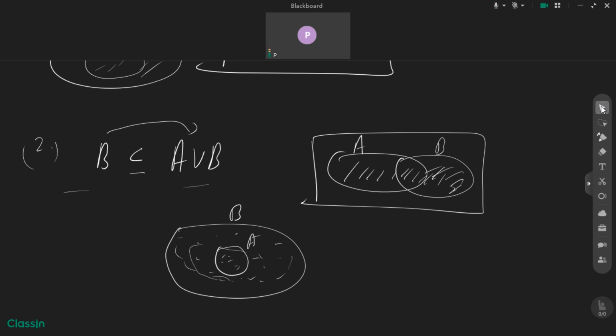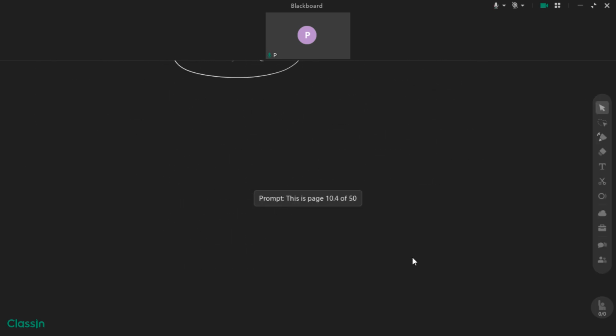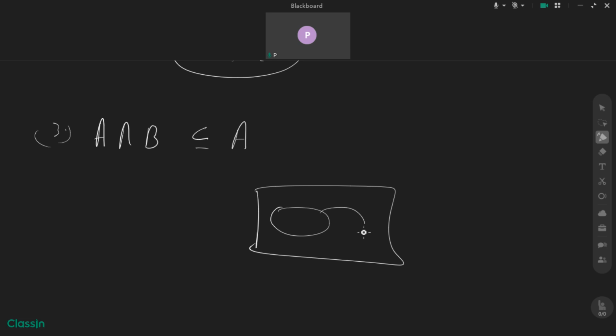Let us see the third result. The third result is A intersection B. It will be either subset or equal to A. Let us say the same thing. Let us say it's A union B. It is AB. And if I see A intersection B, it is this part only. So it is a subset of A here.